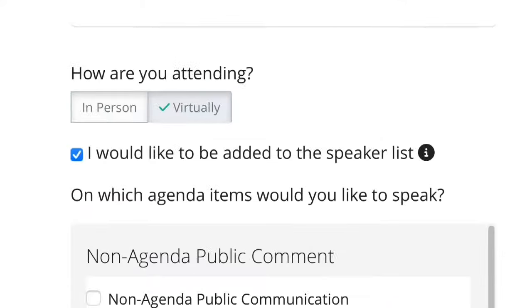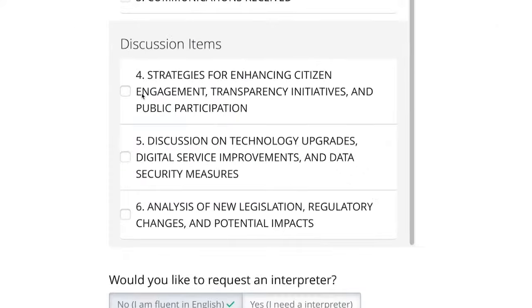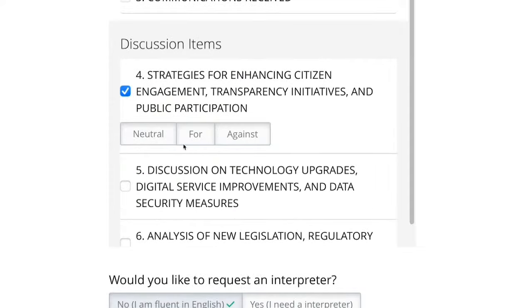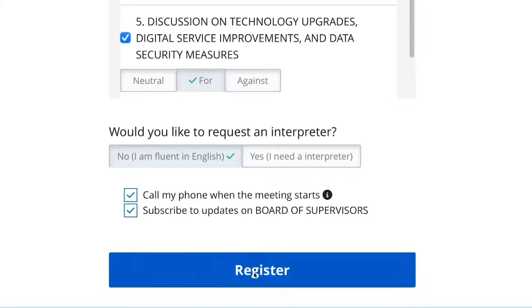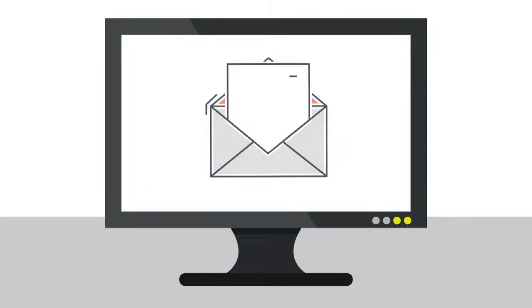Prefer speaking at the podium in the board chamber? No problem. Just pick the in-person option. After that, just check off the agenda items you want to talk about and let them know you're for, against, or neutral on them. Hit register and you're good to go. A confirmation email will land in your inbox to wrap it up.